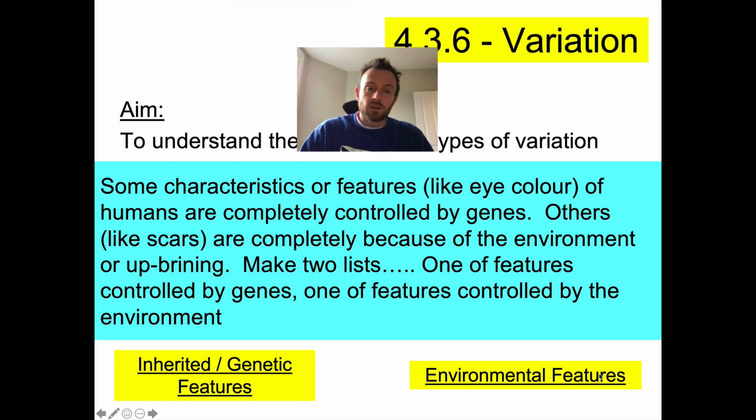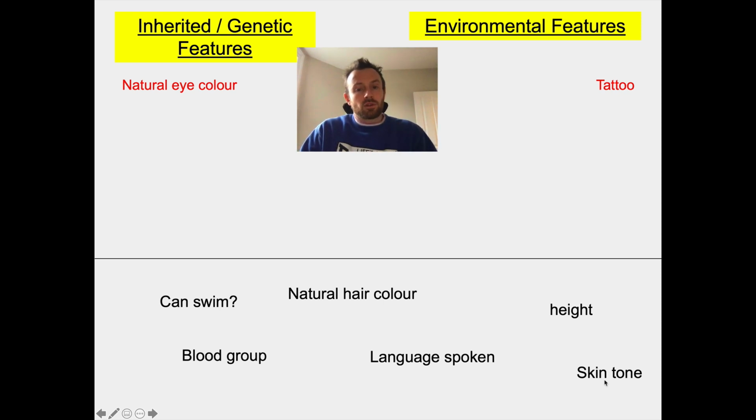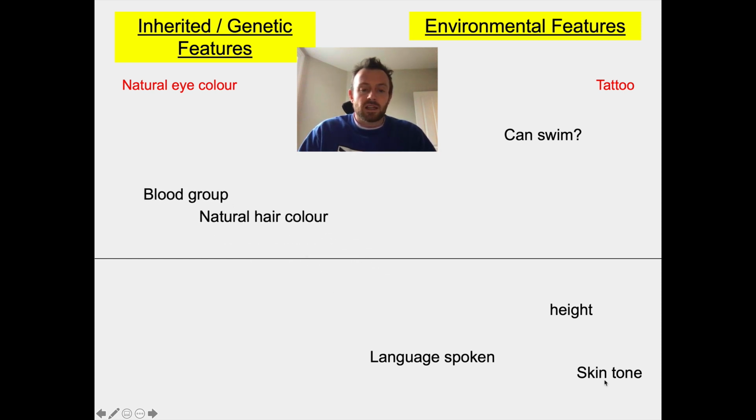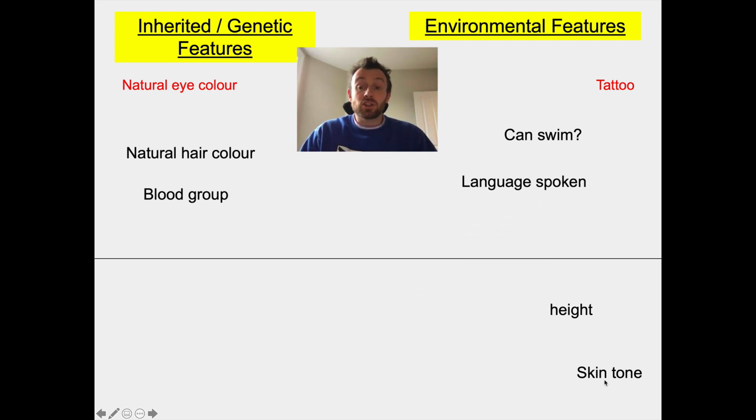All right. So here are a few more. Perhaps you got stuck. You could add these into your different columns if you weren't sure. So pause if you want to. But here is how we categorize these. So can swim, that's obviously an environmental feature. Blood group, that's purely inherited or genetic. Natural hair color, again, that's purely genetic, as well as eye color. Having a tattoo is an environmental feature, obviously. Language spoken is environmental. You don't inherit that from your parents. It's caused by the environment that you're brought up in when you're learning language as a small infant.